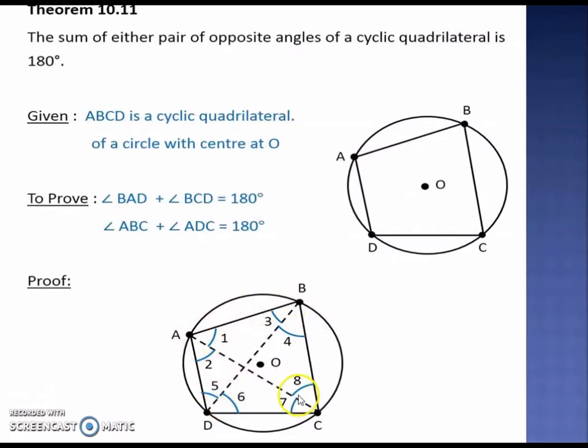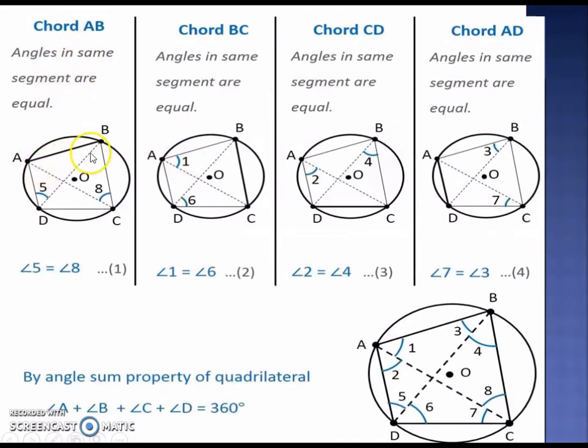For the proof, you will be joining AC and BD. Angles have been marked and numbered as 1, 2, 3, 4, 5, 6 and 7, 8. Now see for chord AB, angles in the same segment are equal. So 5 and 8 are equal. 5 and 8 are angles in the same segment.